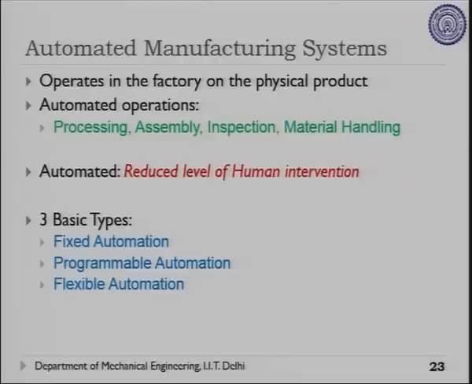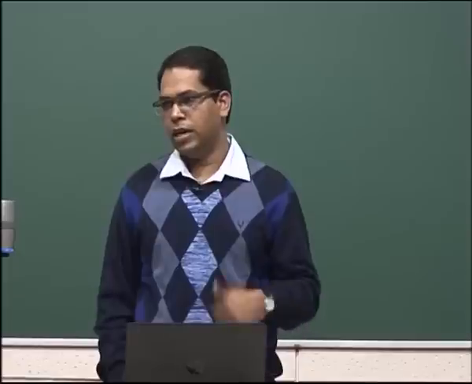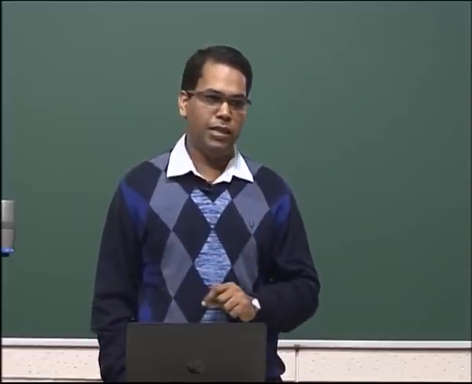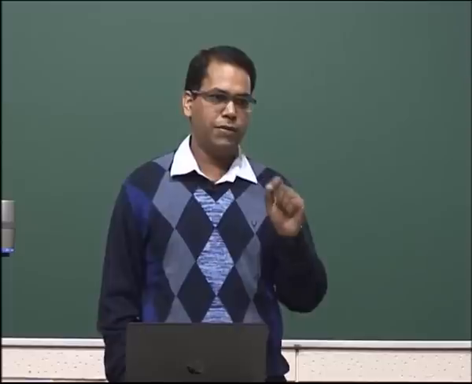When we are talking about automation here, we are not talking about automation in the support system. We are talking about automation in the manufacturing facility, where the exact operation is going to be done on the raw material. Right? So when we say automated manufacturing system, it operates in the factory on the physical product. The support system is not operating directly on the physical product. It's just gathering information required to produce those physical products. But the automation that we are going to talk about is basically what works on the physical product.